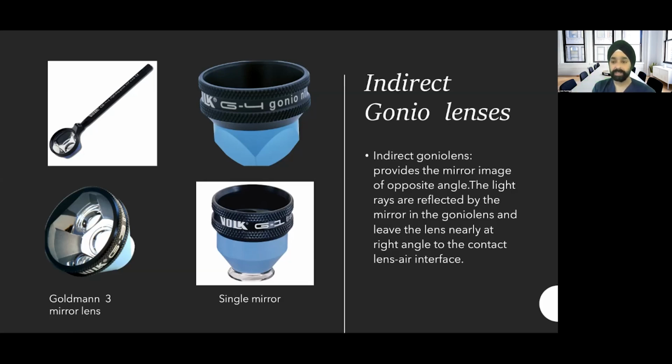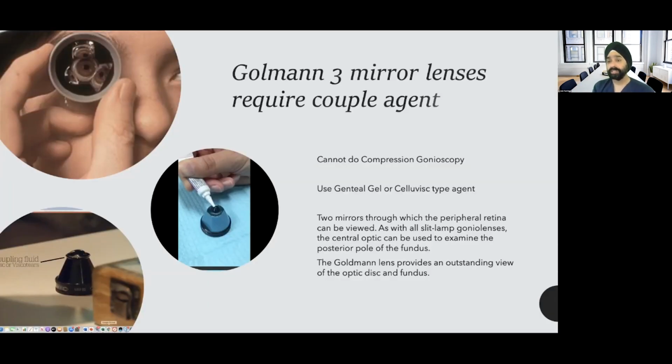Versus with the 3 mirror lens, like the Goldmann 3 mirror lens, it does have 3 mirrors, but it does need a coupling agent. And so you have to put the ointment on the lens. Usually use a Genteal gel type of situation, or even a viscoelastic can work as well. If you use carboxymethylcellulose, that can get irritating to the cornea, so you want to wash it out very quickly from the eye after you use it. But this lens does allow you to really get a nice contact with the ocular surface and has 3 mirrors. 2 of the mirrors can look in the periphery of the retina, and the center mirror can also look at the optic nerve. So you have a good view of the retina, as well as one mirror that you turn to look at the angle as well.